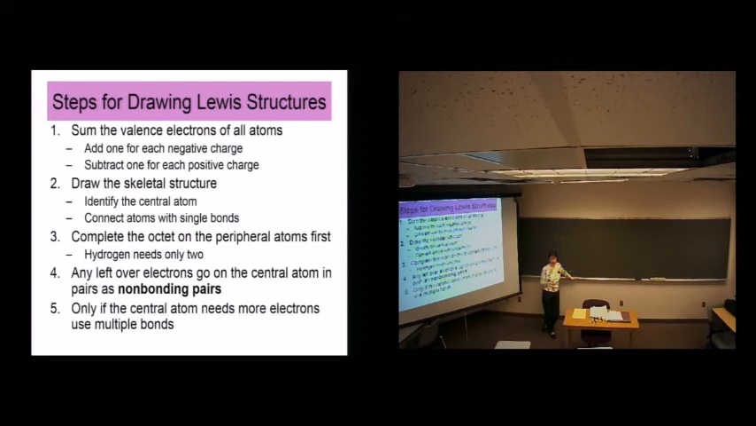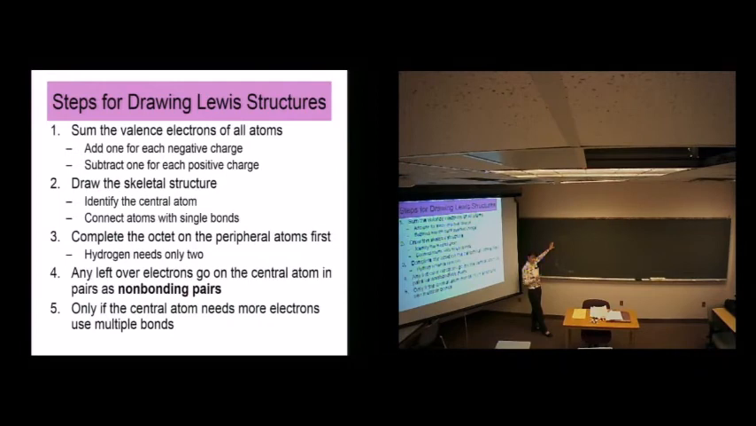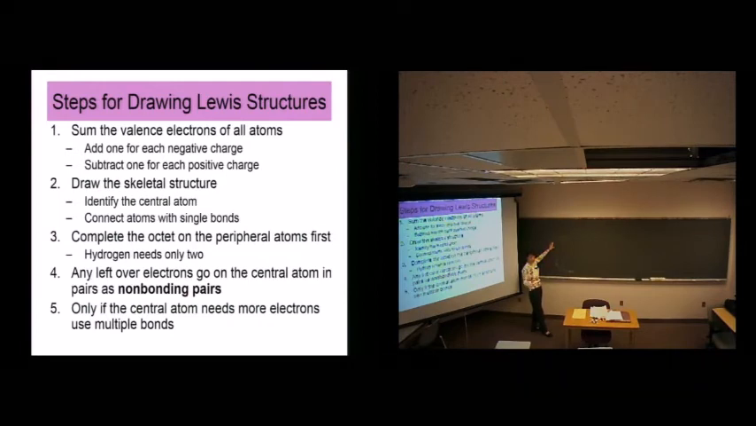So once I know how many there are, then we can proceed to draw our structure. First thing, draw the skeletal structure. What does that mean? That means I have to identify the central atom. So in this case, carbon is the central atom. It's not going to be bromine, it's going to be carbon. And we'll talk about ways, that's probably the hardest thing to determine, what's the central atom, and we'll talk about ways to do that, some helpful hints.